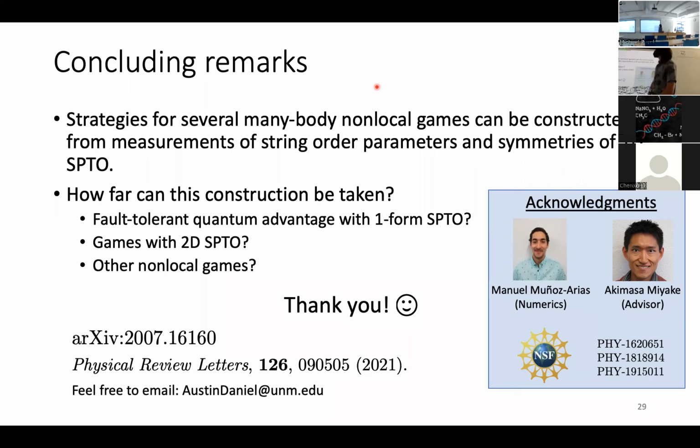There's been some work about how this quantum advantage can be made fault tolerant. I'm curious whether there's any connection between their fault tolerant implementation of some protocol like this and the one form SPT, because it's been shown that one needs to perform some measurements on three-dimensional cluster states. It would also be interesting to know whether there's anything non-trivial that we could do with genuine 2D SPTO, and whether these protocols could be extended to other non-local games, such as linear constraint system games. Anyway, that's all that I have.